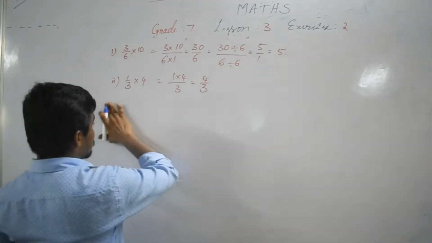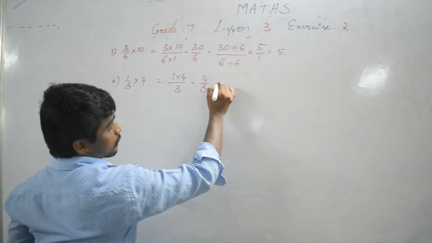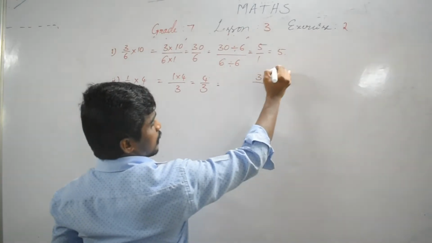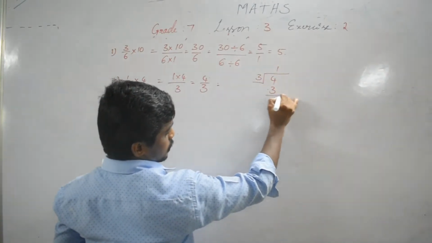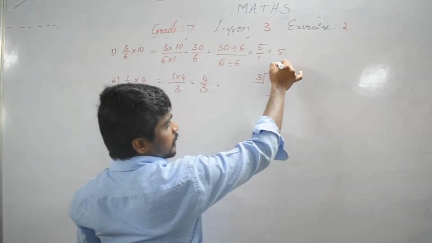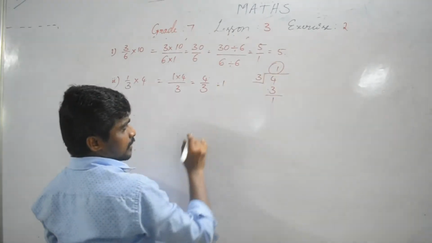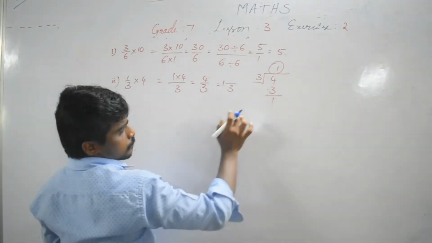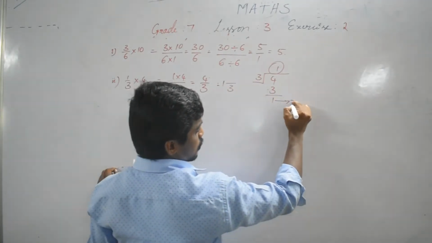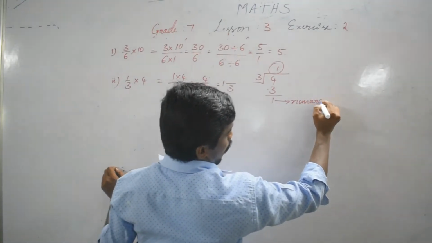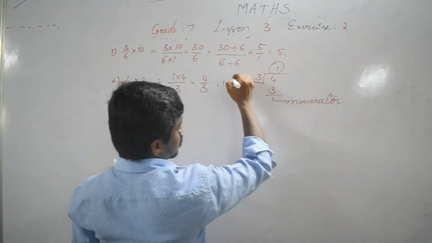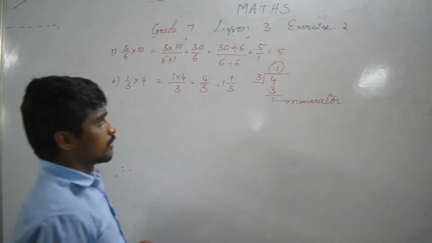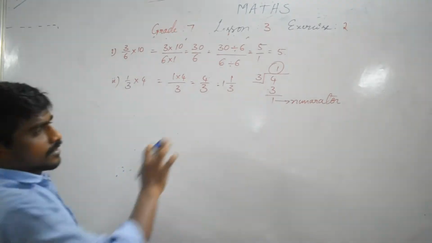Next one. Here they are asking to convert to a mixed fraction. You write division. 3 1s are 3, so the quotient is 1. The denominator never changes, it is 3. This is the numerator, according to fractions. So 1 by 3. The denominator is actually 3 only.